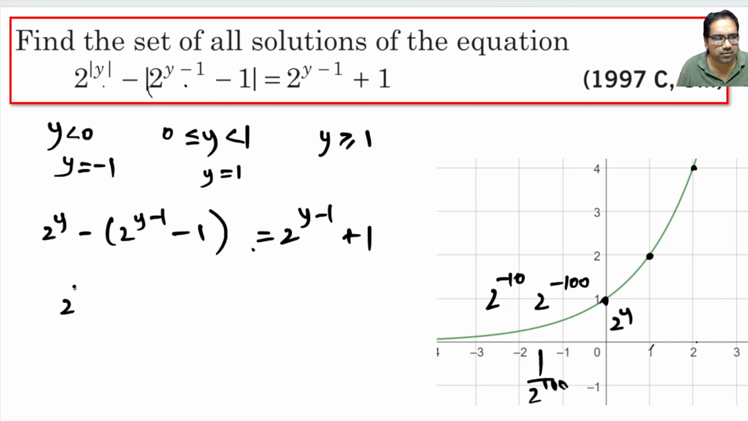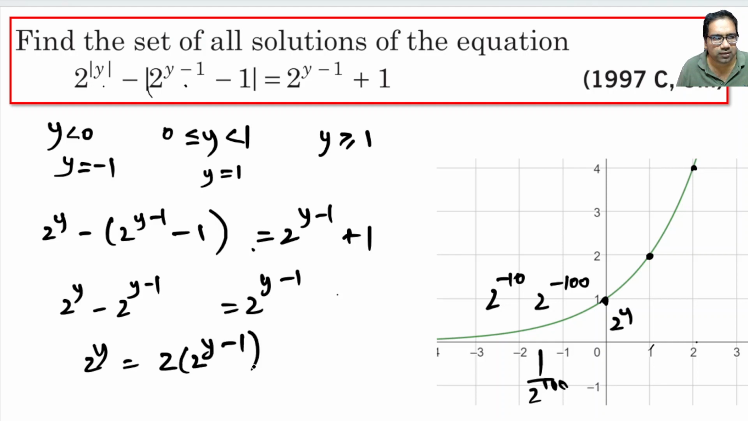So what does that mean? 2 power y minus 2 power y minus 1 plus 1, since minus of minus 1 is plus 1, equals 2 power y minus 1 plus 1. This 1 and this 1 will get cancelled. Okay, we can erase this. Now this one will become 2 power y equals 2 power y minus 1 plus 2 power y minus 1. That means 2 times 2 power y minus 1, which is nothing but 2 power 1 times 2 power y minus 1.